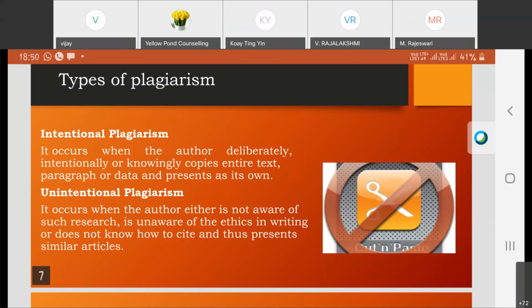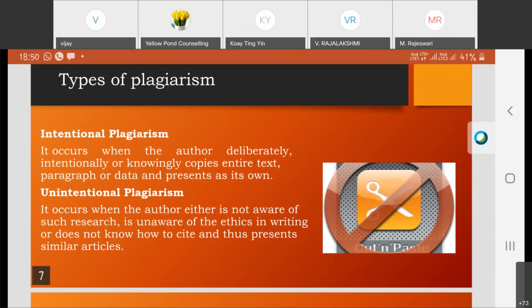So here, being unaware of research ethics should be unintentional. That comes under unintentional plagiarism. Another thing is that the researcher may not know how to cite the article. Here, I would like to mention which reference styles we are going to use for plagiarism. I will give that later.